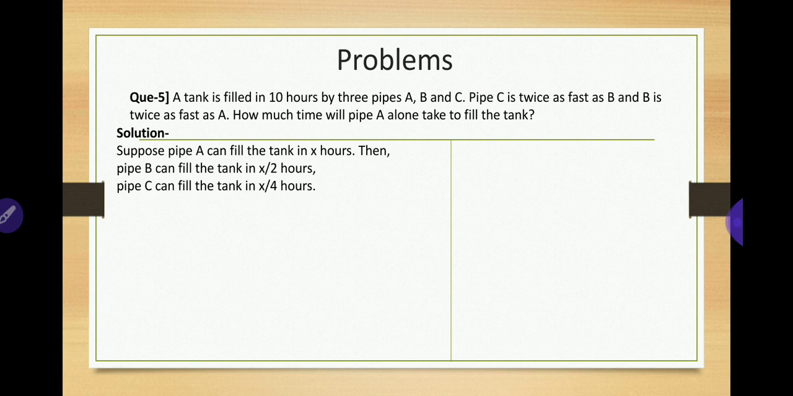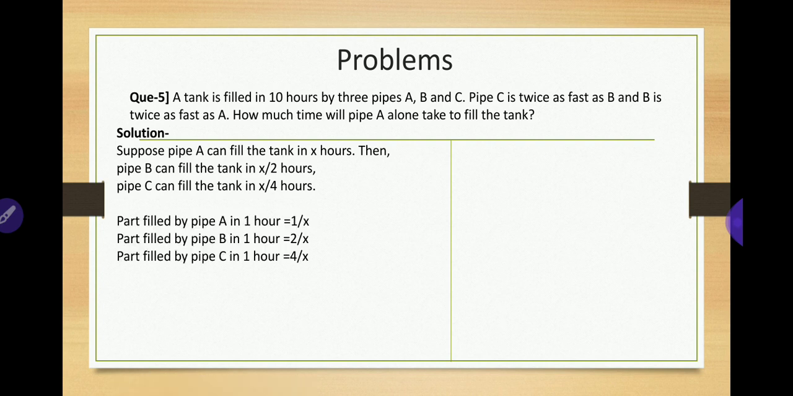Similarly, C pipe is twice as fast as B, therefore time required by C pipe will be half of the time required by B. Time required by B is X by 2, therefore time required by pipe C will be X by 4 hours. This is the time required by each pipe, X, X by 2 and X by 4. Now we will find out the capacity of each pipe. Capacity we can find out by the reciprocal of these times, that is 1 upon X, 1 upon X by 2, 1 upon X by 4. That reciprocal you have got as 1 upon X, 2 by X and 4 by X.